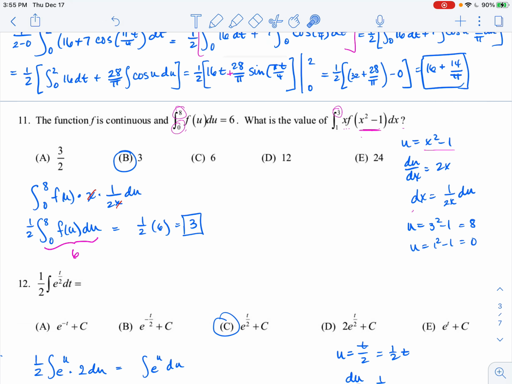Okay, so I've got the integral from 0 to 8 of f of u times x, times where I had that dx, substitute in 1 over 2x du. These x's will cancel, and I've got the 1/2 that I can bring out front. I know that this quantity is equal to 6 because that's given. So 1/2 times 6 is 3, and that's my answer.